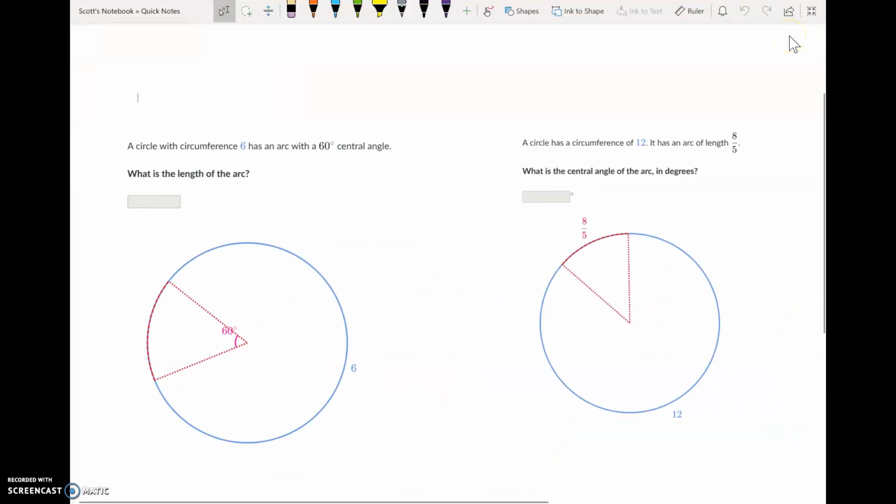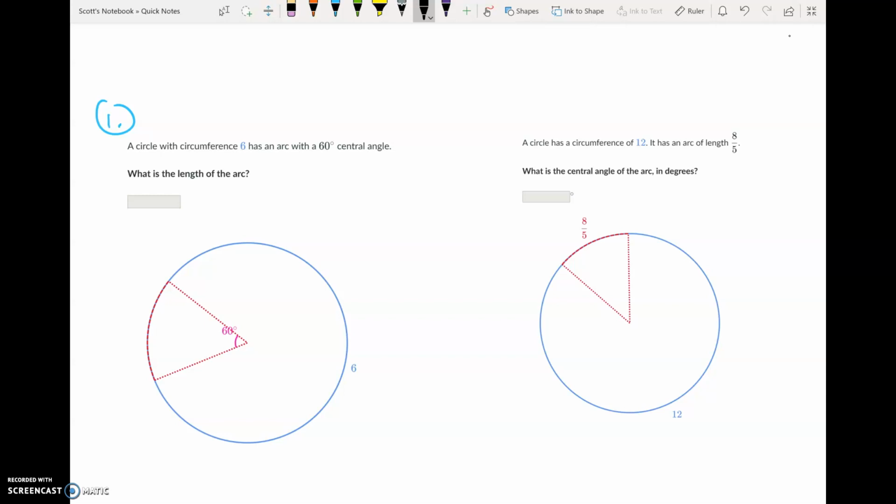Okay. So there's been a little confusion on the Khan Academy that had to deal with arc length. So I'm going to actually do a couple of them for you. This first one's very similar to one that we've done in class before our little break.